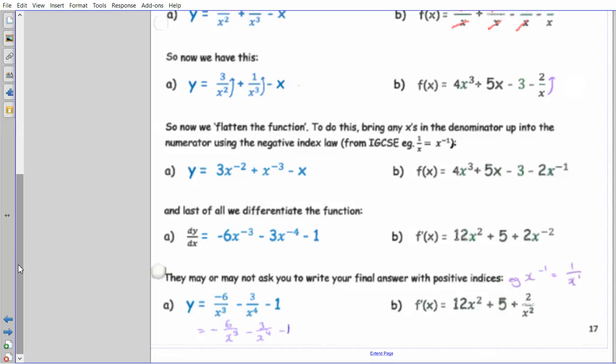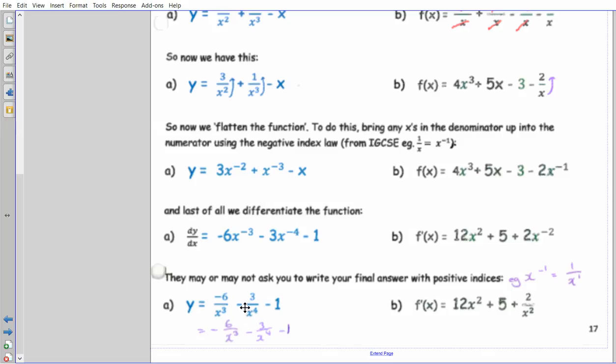This is normally completely fine for your final answer, but they might say that you need to write your final answer with positive indices, so no negative indices. They might say prove that this becomes that, and the reason this is the same thing as that is because you can do the reverse step. Remember how you can bring this up and change the sign on the exponent, making it x to the negative 2. Same thing, you can bring the x down again and make the exponent the opposite sign of what you've got here. So negative 6 stays on the top, and bring the x down by making it x cubed instead of x to the negative 3.